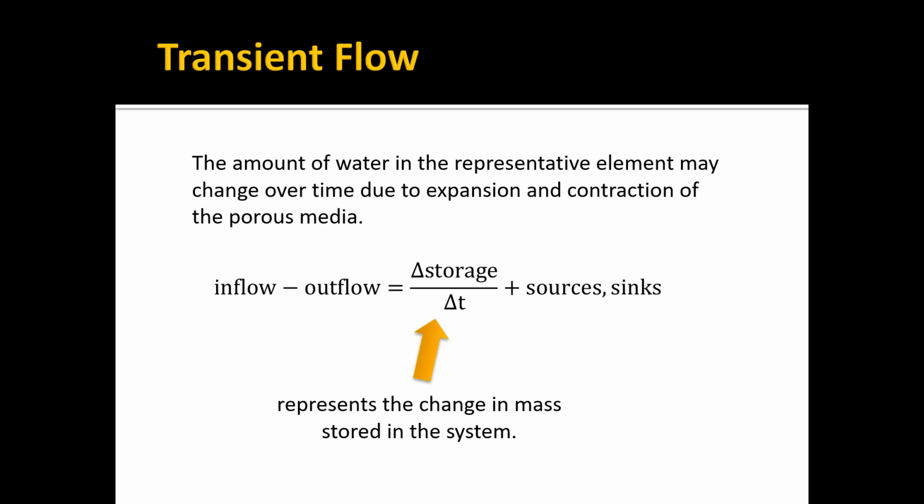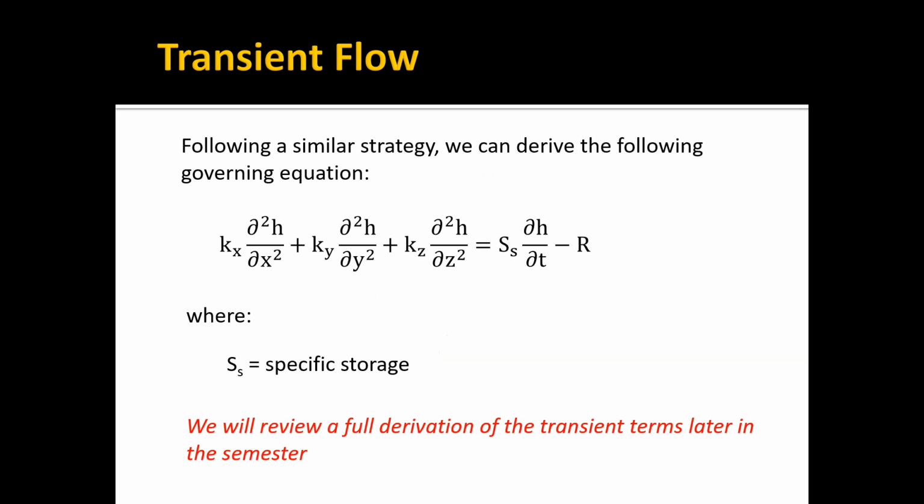Why would it change? Based on the pore pressures and the stresses on the soil, that aquifer matrix could expand or contract, and so as it expands, water comes into storage. As it contracts, water goes out of storage, and so this term right here represents that change in mass as a result of these transient changes. So by accounting for that, we can add this term right here.